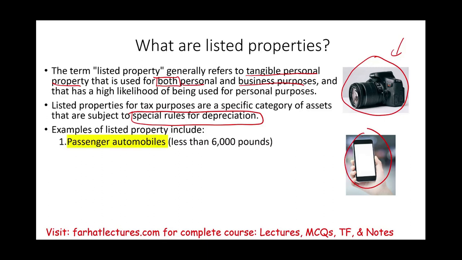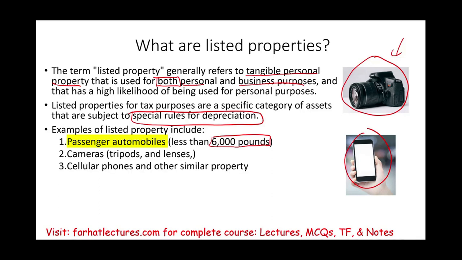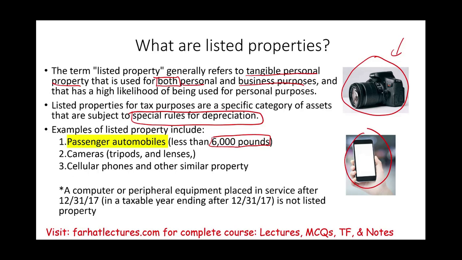Some examples of listed properties are passenger automobiles, which are vehicles. That's another listed property. Specifically, we're assuming it's less than 6,000 pounds. We'll talk about that later. Cameras, tripods, lenses that are related to a camera, cellular phones, and other similar properties. So any asset that can be used for personal and business at the same time. Now, for a long period of time, computers and their peripheral equipment were considered listed properties. By the end of 2017, they removed them because now they consider a computer basically a business property.